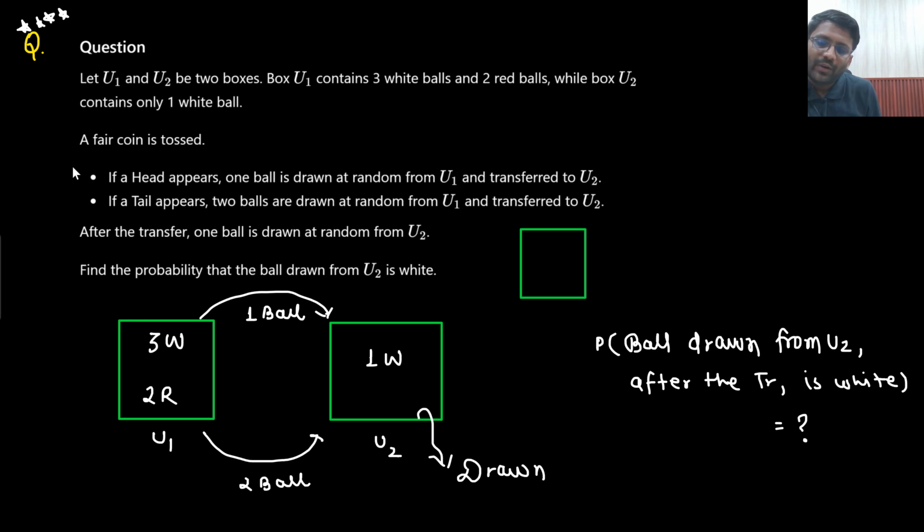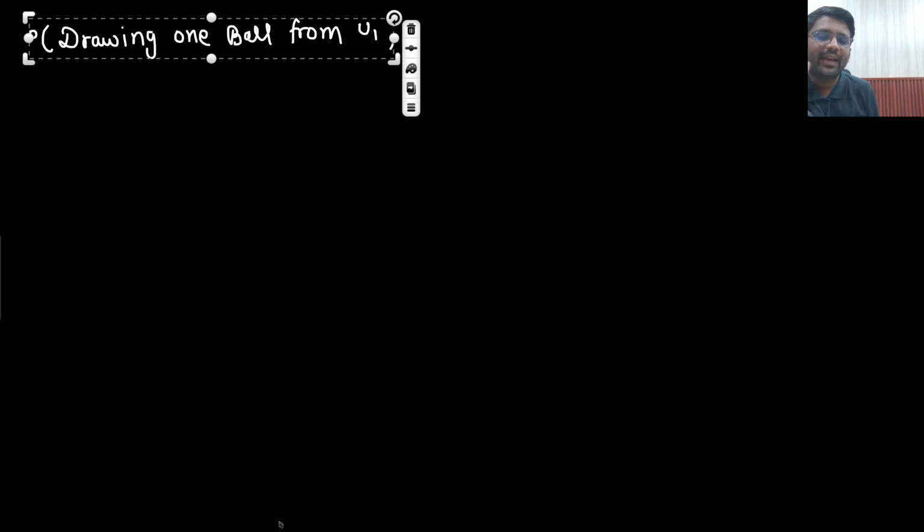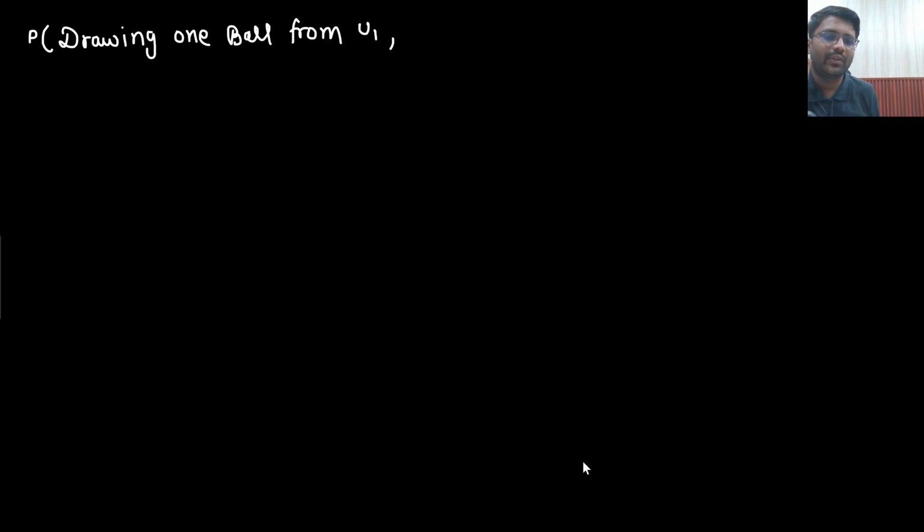Now, what can you understand from these statements? If head appears, then you are drawing one ball. If tail appears, then you are drawing two balls. Can I say, probability of drawing one ball from U1 and transferring it to U2? Whether the ball will be white, black, blue, that I am not caring about. I am only caring about one thing: what is the probability of drawing one ball from U1 and transferring it to U2?